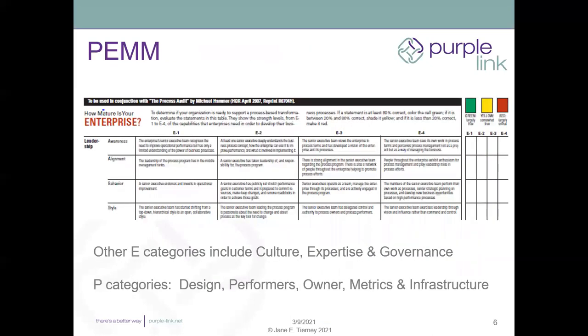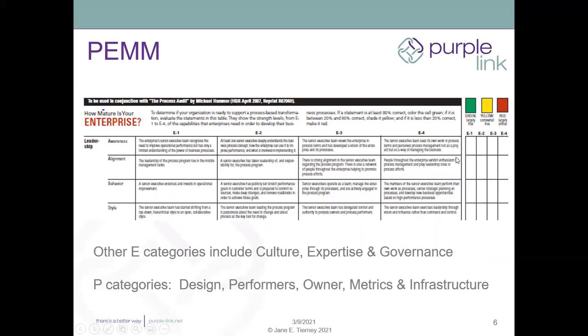And I know you can't really read this, but you can see that on the left, this is the leadership section. So it's one of the enterprise sections. The other categories in the enterprise section are culture, expertise, and governance. And you can see leadership has 4 sub processes in it: awareness, alignment, behavior, and style. It has 4 levels from E1 to E4 with some wording that gives you an idea of what each of these is. And then there's a scoring area.